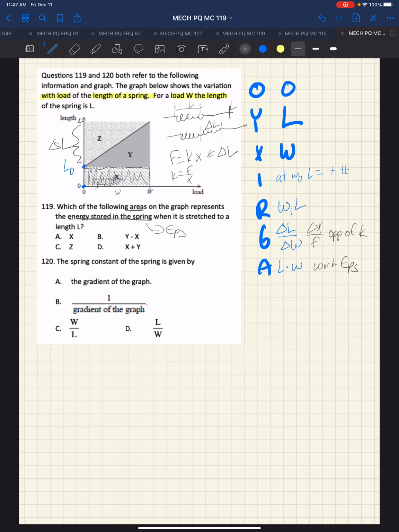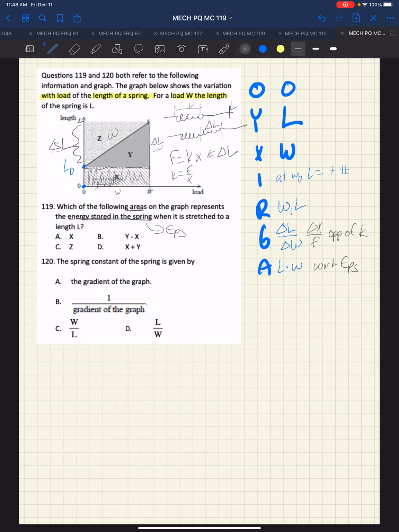So let's now take a look at area Y. Area Y represents delta L times the force, or the weight. So the delta L times the weight equals the work. And let's then look at choice Z. Well, choice Z is also delta L times the weight. So that also seems to represent the work. So both Z and Y seem to represent the work.